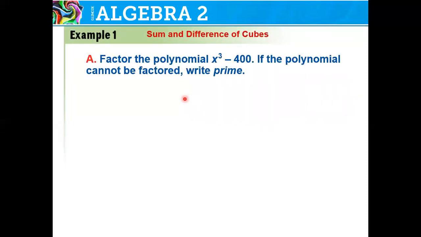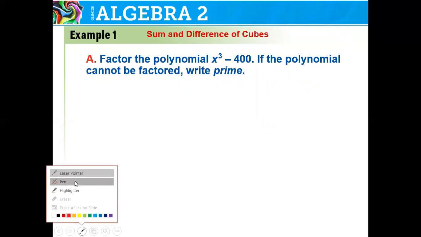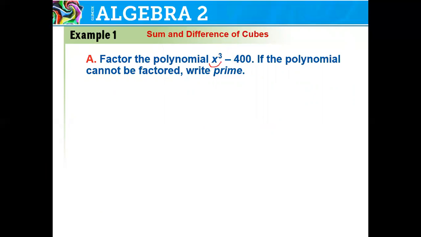So let's say, factor the polynomial x cubed minus 400. If the polynomial cannot be factored, write prime. If you take a look at this one, you can recognize that we have here x cubed. X cubed is a perfect cube because actually it's x times x times x. What about 400? What number multiplied by itself 3 times can give you 400? Or you can just think, what is the cube root of 400 on your calculator? Since you cannot get a whole number, 400 is not a cube.